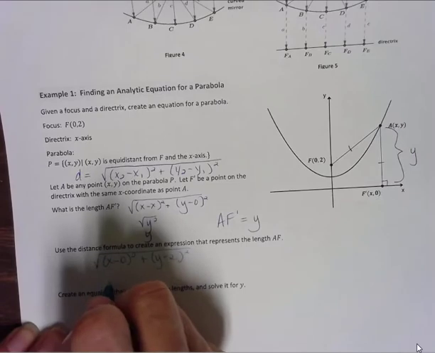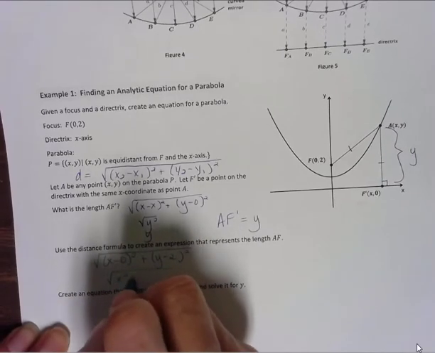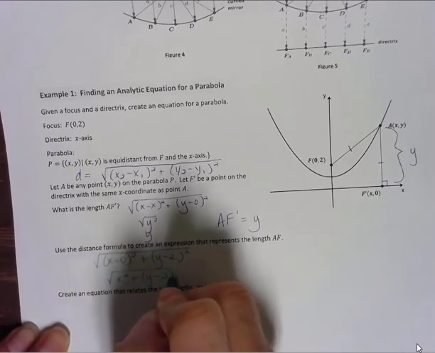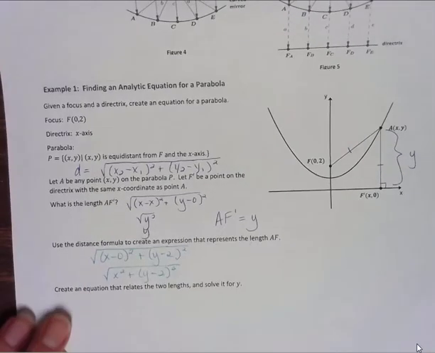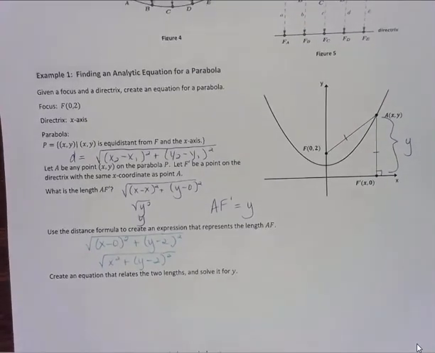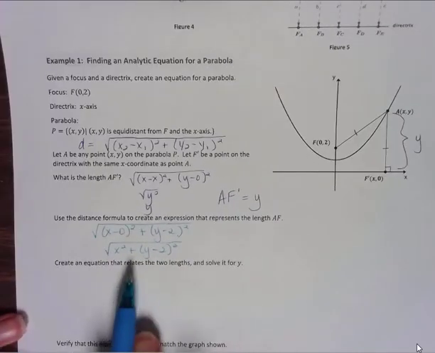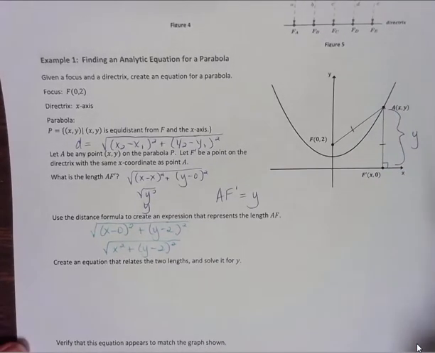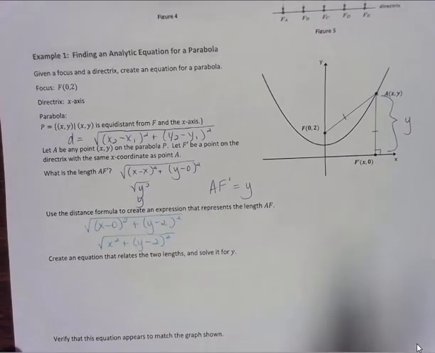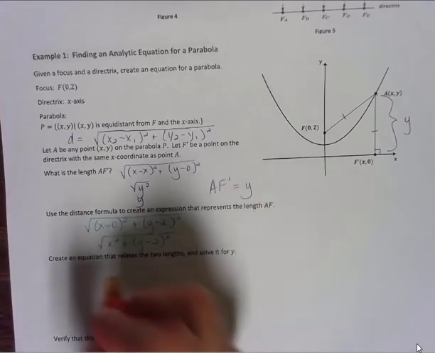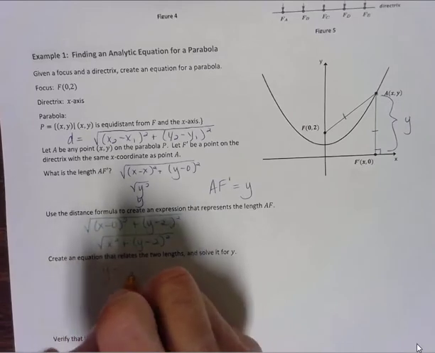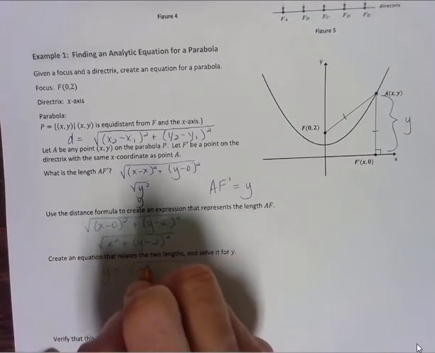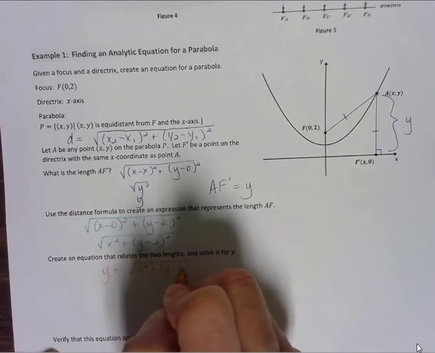Okay, and so we'll just rewrite that as x squared plus y minus 2, the quantity squared. And we're going to leave it like that for just a moment. Okay, and now we're going to write an equation that relates the two lengths. So we know that this length and this length are the same. Okay, so then we can go ahead and set them equal to each other. We can say y is equal to the square root of x squared plus y minus 2, the quantity squared.